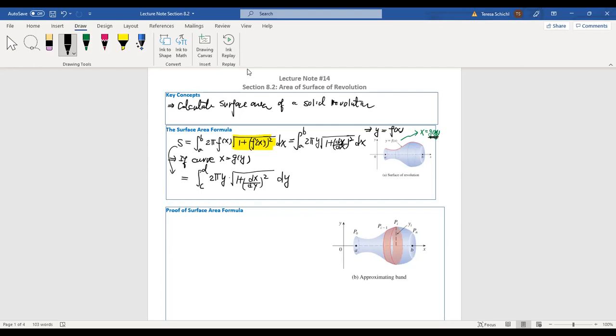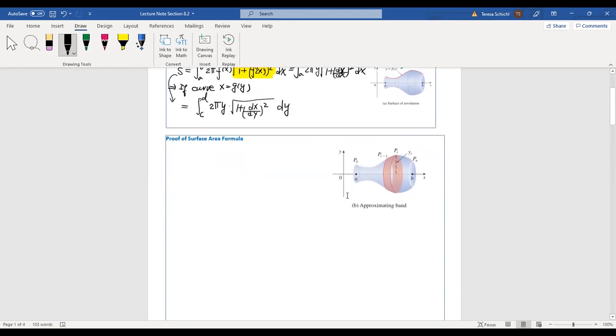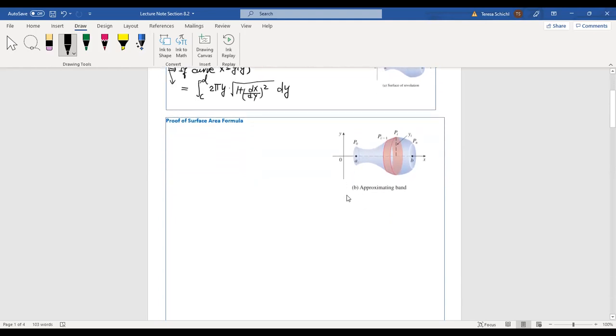Let's take a look at the proof of this. It's pretty simple. This is the solid, which I've enlarged a little bit. It's similar to a Riemann sum concept: I cut out a single strip. This little pink thing is my single strip.